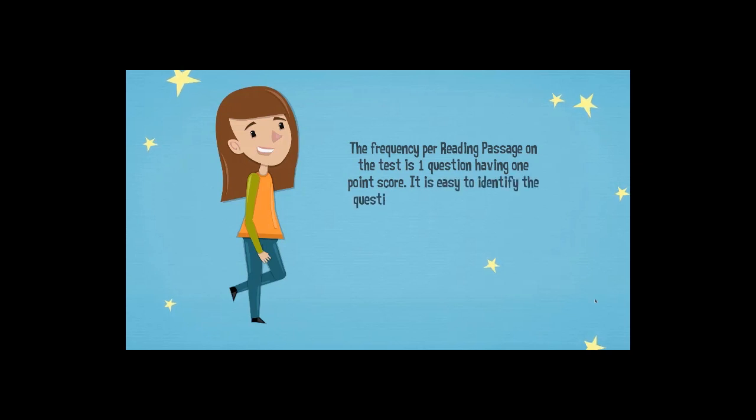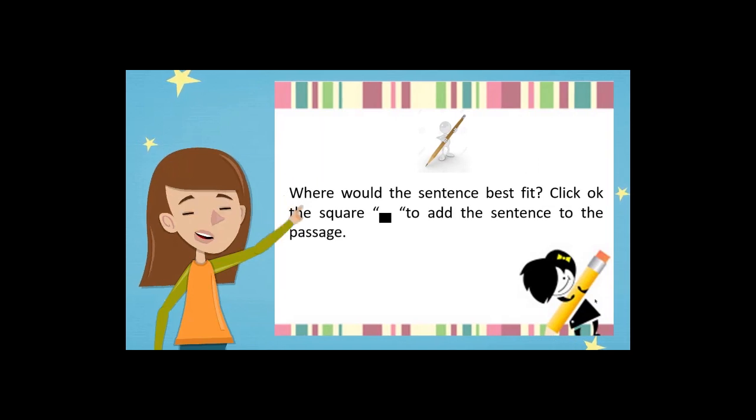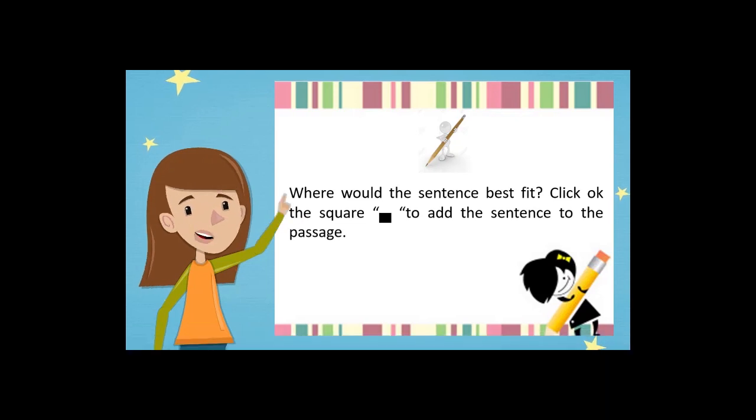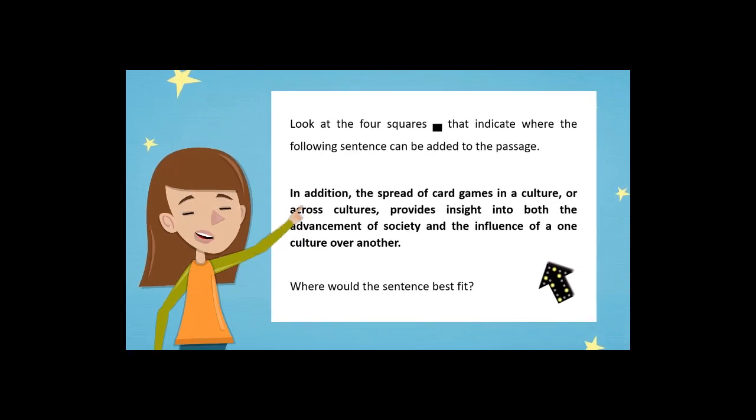It is easy to identify the question because it always appears like, "Where would the sentence best fit? Click on the square to add the sentence to the passage." Let's go see an example of a sentence insertion question. "Look at the 4 squares that indicate where the following sentence can be added to the passage." Then you have the sentence, and below the sentence you have "Where would the sentence best fit?" You have noticed that the word square and its symbol appear on this type of question, so be careful with that.